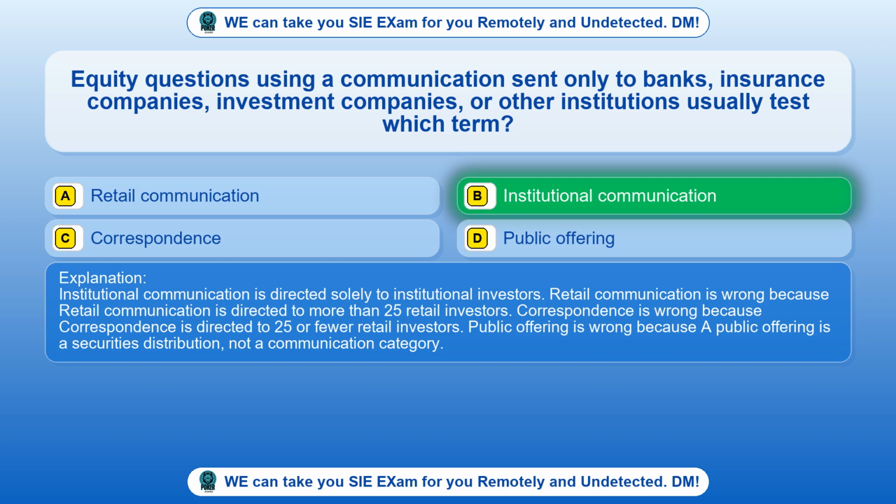Institutional communication is directed solely to institutional investors. Retail communication is wrong because retail communication is directed to more than 25 retail investors. Correspondence is wrong because correspondence is directed to 25 or fewer retail investors. Public offering is wrong because a public offering is a securities distribution, not a communication category.